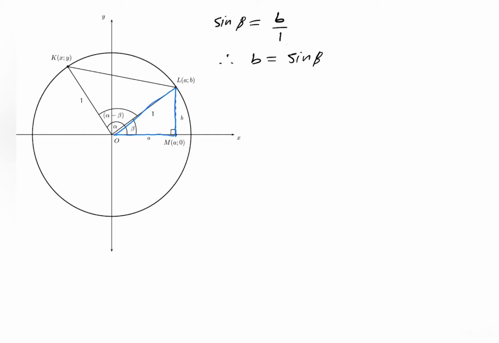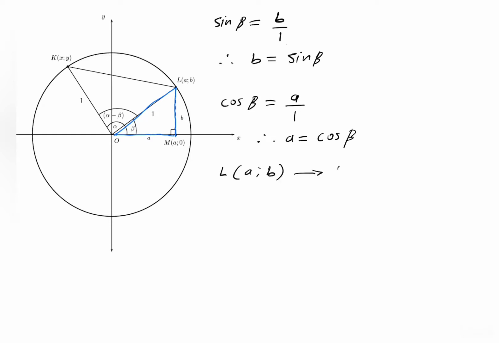We do the same thing for the cos. So cos beta is equal to adjacent over hypotenuse. Adjacent is going to be a over, and the hypotenuse is 1 in this case as well. So therefore, a is equal to cos beta. Now from here, we can easily take this information and indicate what b and a are equal to in this coordinate here. So we say L, which is (a, b).